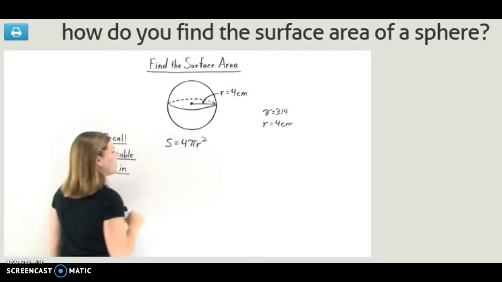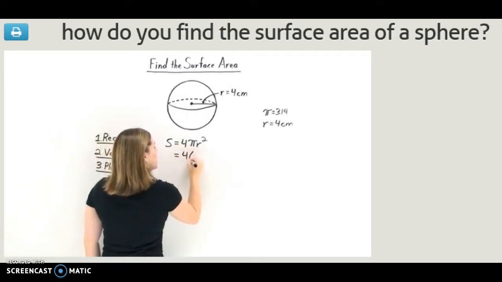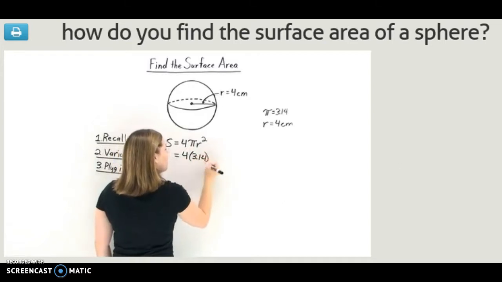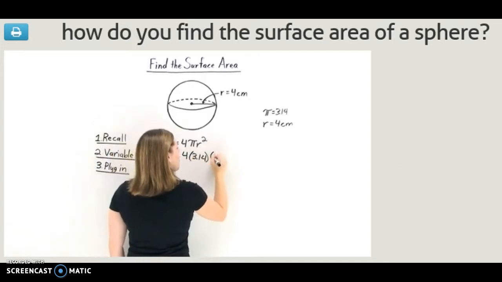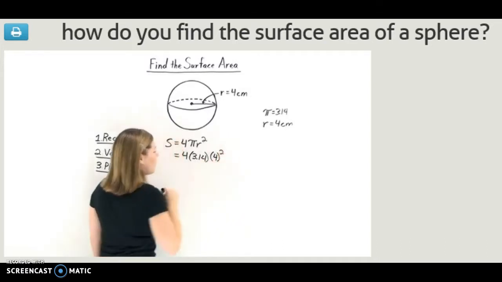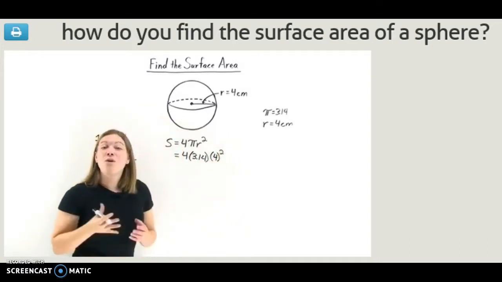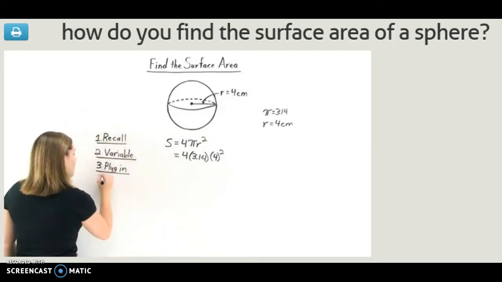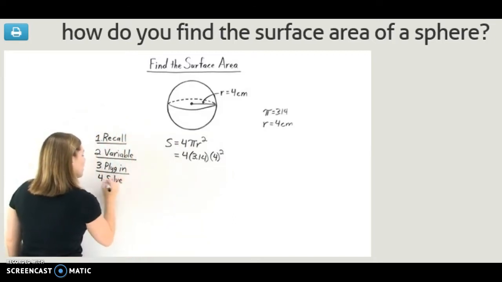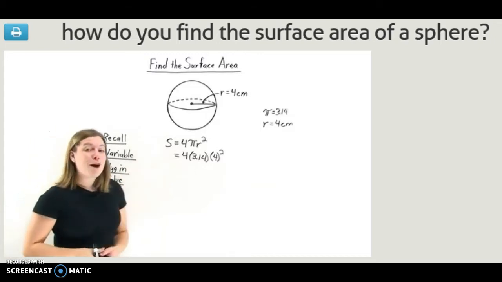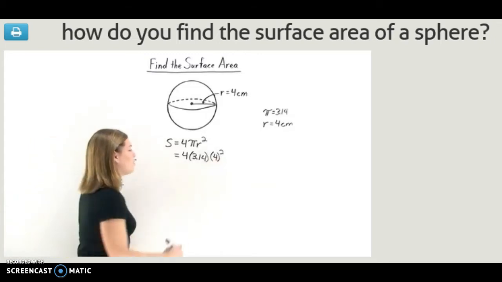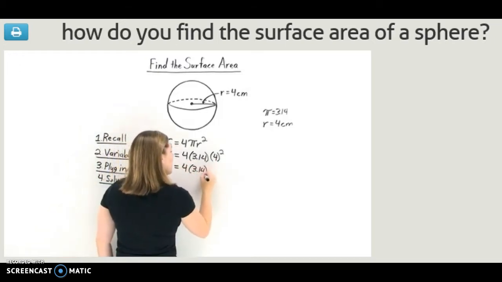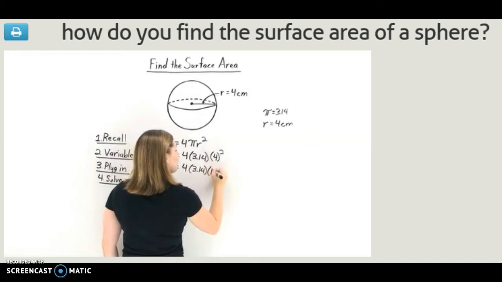So let's do that. Here we have 4 times pi, which we're approximating as the decimal 3.14, times r squared, the radius squared, which would be 4 squared. So, in order to get the surface area of this sphere, we need to solve using the order of operations. Now, following the order of operations, we need to take this 4 and square it first. Now, if we take 4 and square it, that's the same as taking 4 times 4.